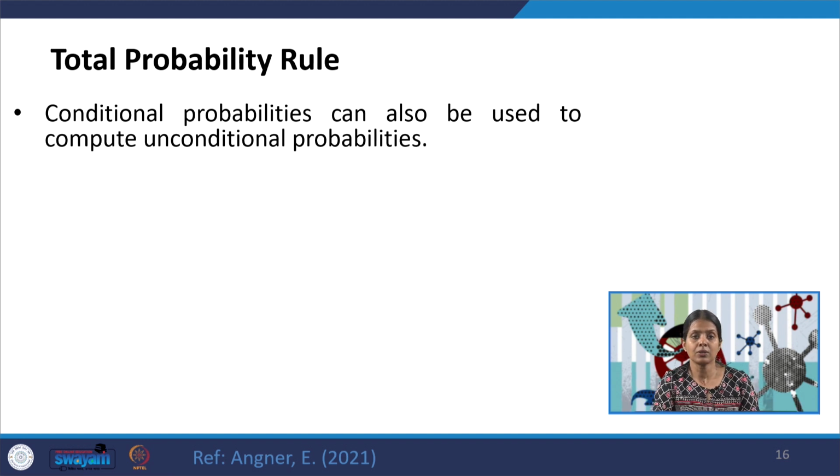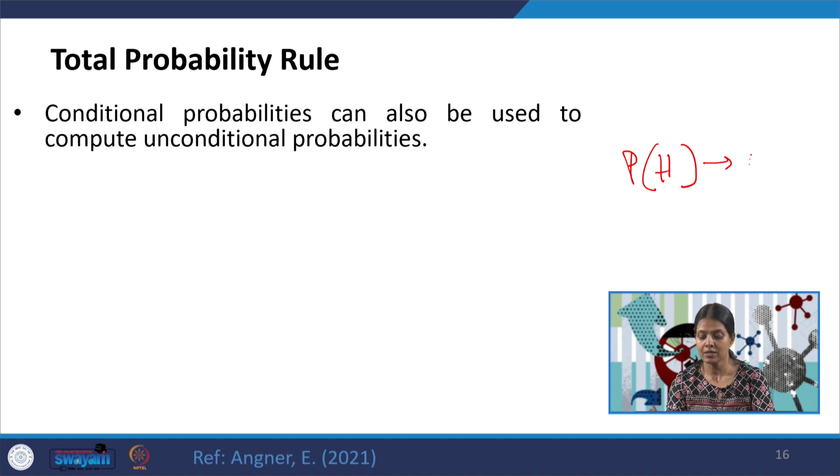Next, we talk about the total probability rule. Conditional probabilities can also be used to compute unconditional probabilities. Generally, if I say the probability of a head appearing from a fair coin, this is an unconditional probability. In this sense, it is not contingent upon something else happening, right. So here, conditional probabilities can also be used to compute unconditional probabilities. We will see what the formula for that is.